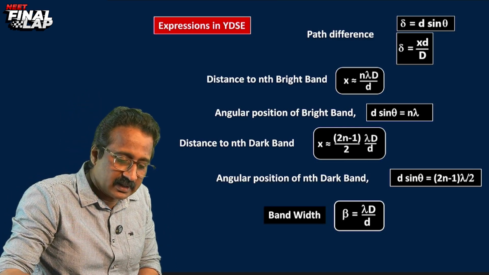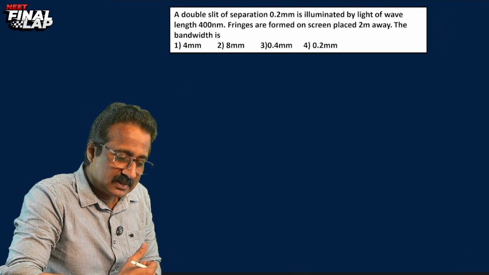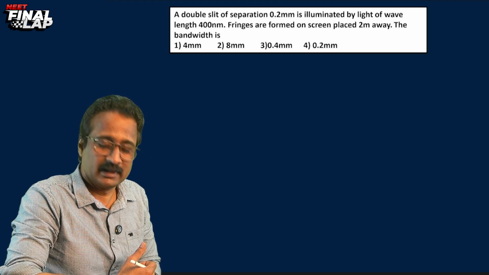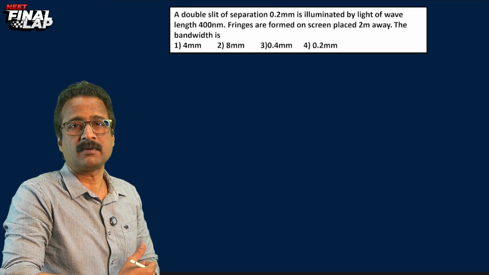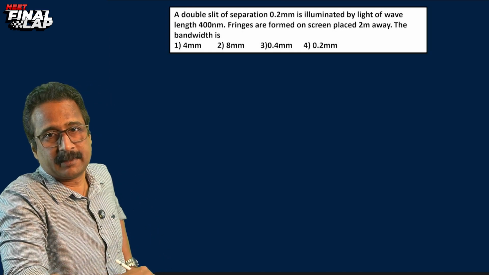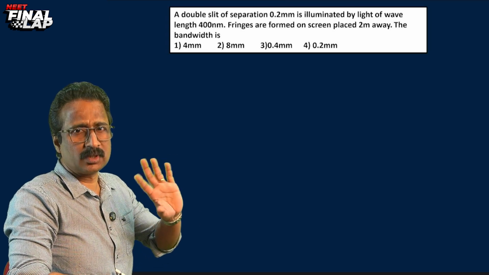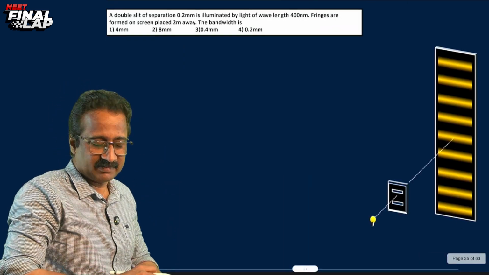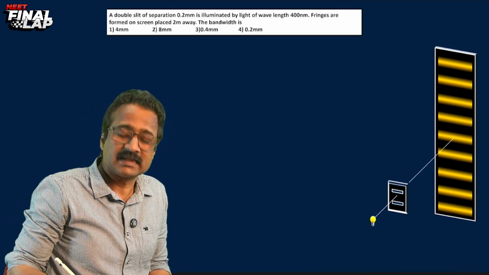Let's try and apply this equation to certain questions. A double slit of separation 0.2 millimeter is illuminated by light of wavelength 400 nanometer. Fringes are formed on screen which is placed 2 meters away. Now we have to find what is the bandwidth. So this is the usual YDSE. It's a double slit that is having a slit separation of 0.2 millimeter. So let me remind you all the terms that is given here.